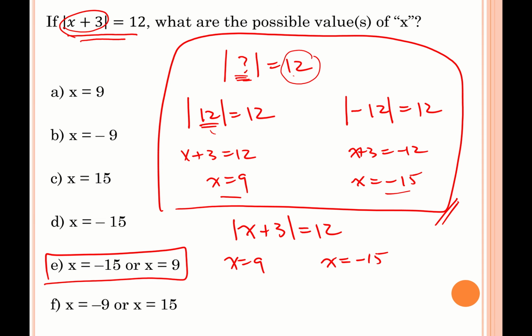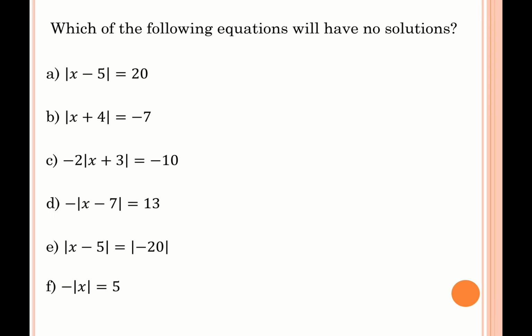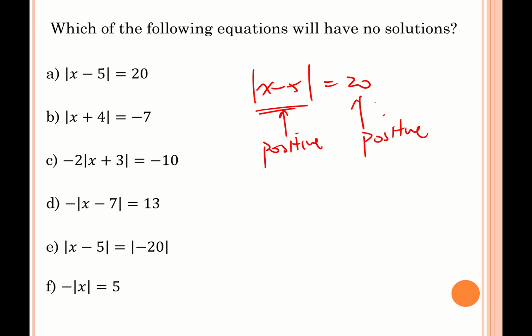Next one. Which of the following equations will have no solutions? When you look at an absolute value like the absolute value of x minus 5 is equal to 20, you know that this part is always going to be positive because you're taking the absolute value of it. And since this number is also positive, when you look at the left side, you know that 25 works. So therefore, this will have a solution.